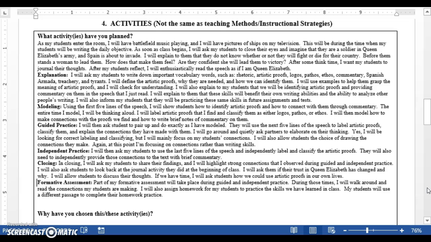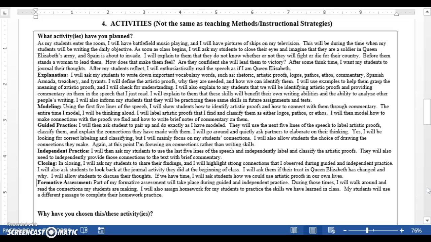I'm going to have music playing that is warlike or something that sounds like it would be played on the battlefield. I'm going to have pictures of ships on my television, almost looking like they're about to invade. And I really want my students to feel like, hey, something's going on here. So they will go ahead, sit down, and write their daily objective, and as I'm greeting students.